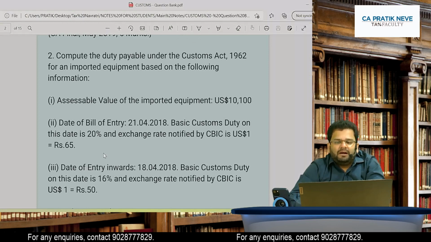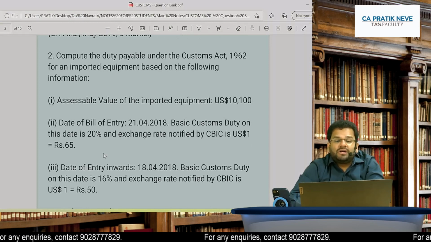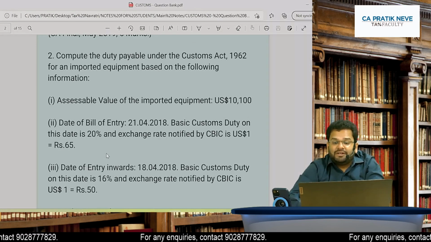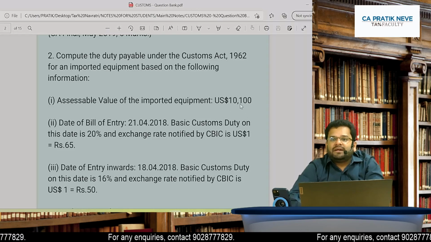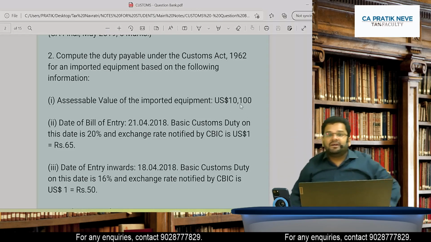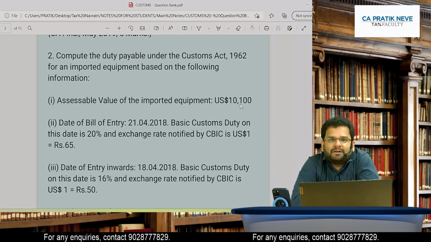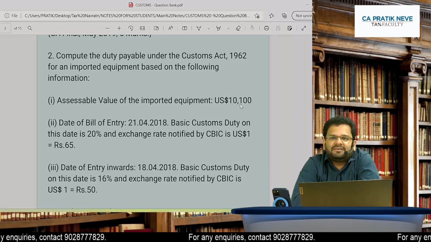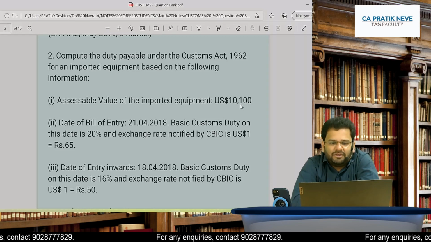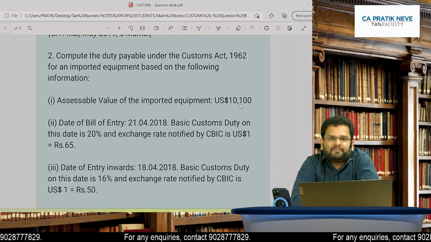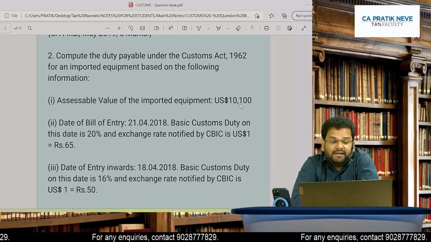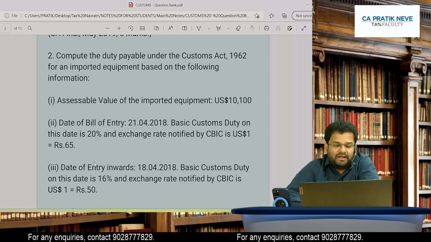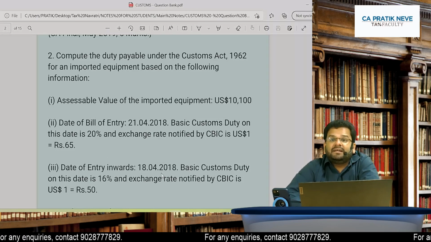Compute duty payable under the Customs Act for imported equipment based on the following information. Assessable value is given in dollars. It's 10,100. Of course this is a revision batch, so you know the basics that assessable value in case of imports is nothing but CIF value. Remember, Ketki ji? Assessable value is CIF value, so that would be 10,100. Now what you do is, date of bill of entry is 21/4 and date of entry inwards of vessel is 18/4.